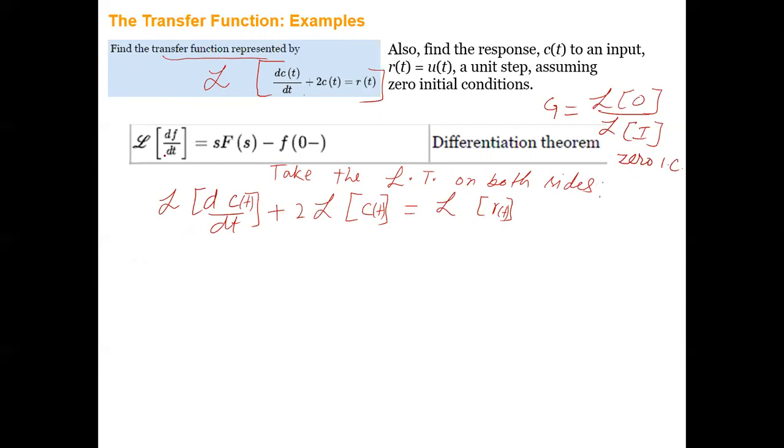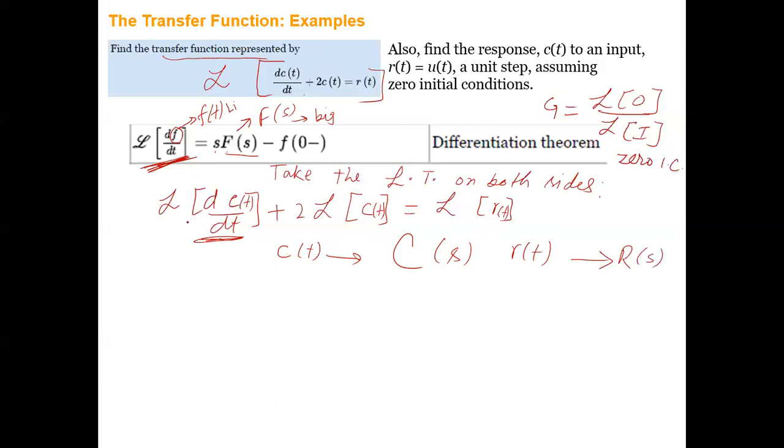Now use this rule here. What is the Laplace transform of a derivative? The Laplace transform of a derivative is s times big F. Remember, this is little f, the function of time, and this big F is a function of s. This is little, this is big, lowercase, uppercase. So here, this is your little c. What is the Laplace transform of little c? Big C. What is the Laplace transform of little r? Big R.